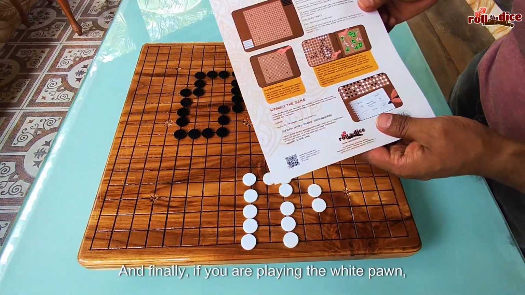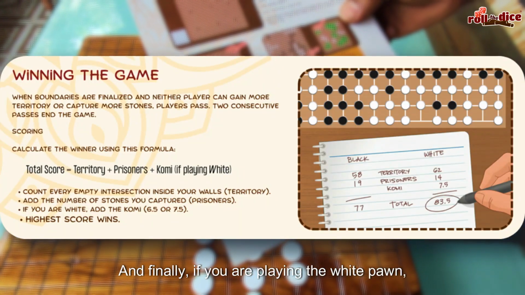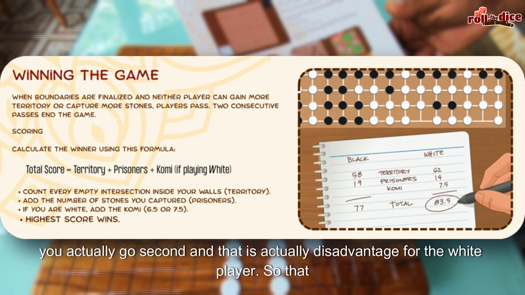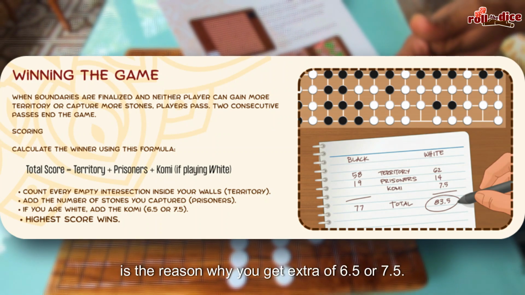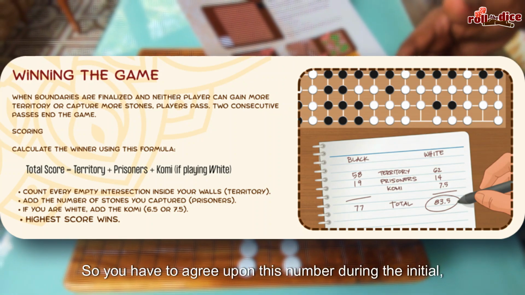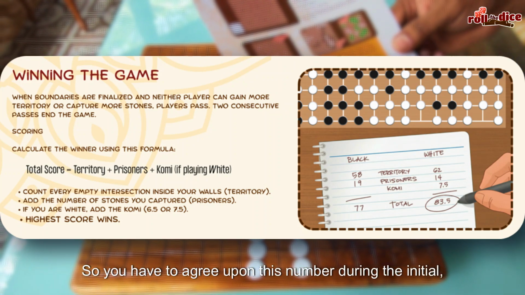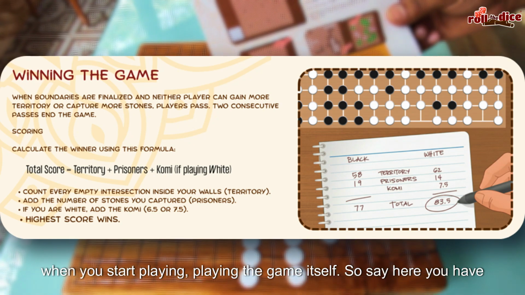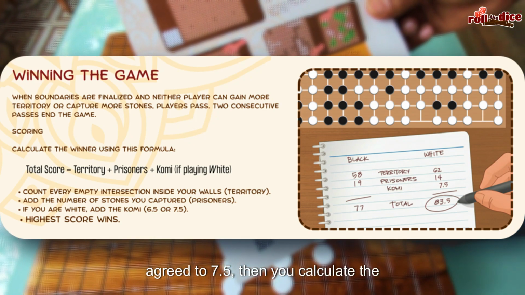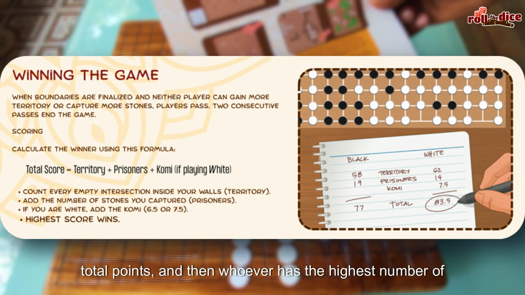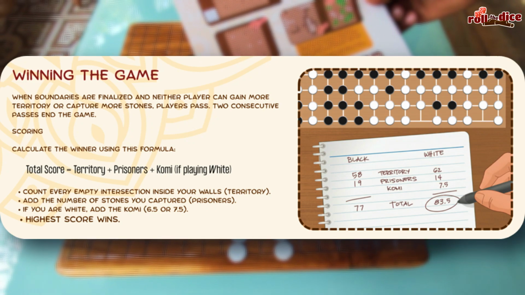Finally, if you are playing the white stones, you go second, and that is actually a disadvantage for the white player. That's the reason why you get an extra 6.5 or 7.5. You have to agree upon this number at the start of the game itself. Say here you have agreed to 7.5, then you calculate the total points, and whoever has the highest number of points wins the game.